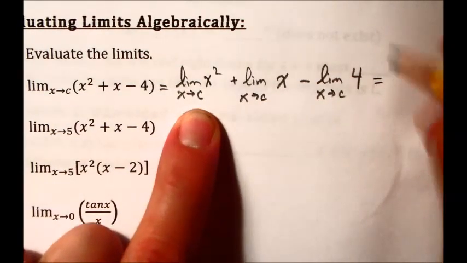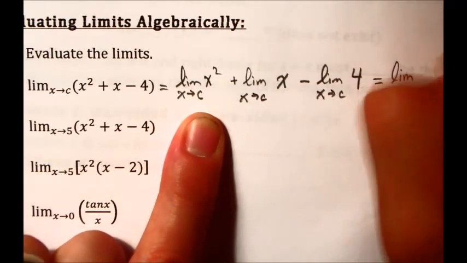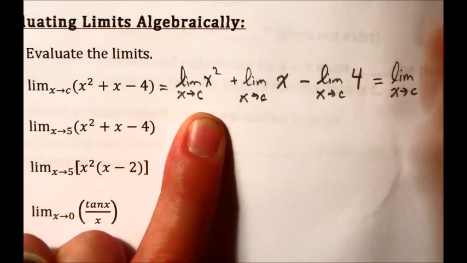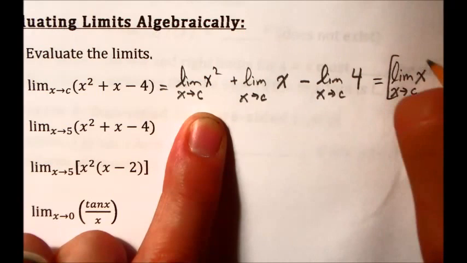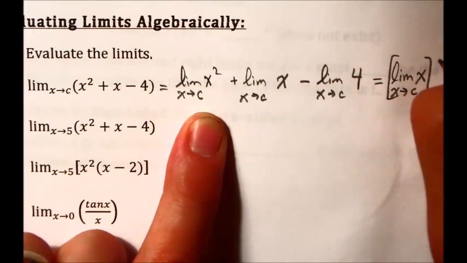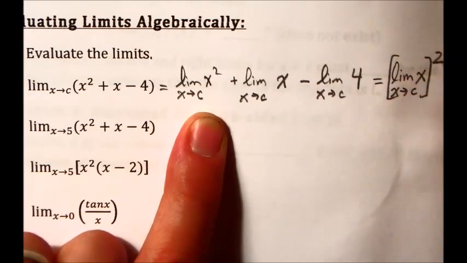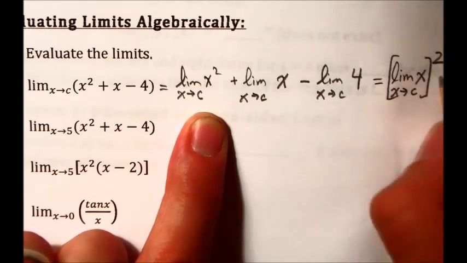Okay, see this? This can be written also as the limit as x approaches c of x with a square on it. See, there I just exercised my rule 8.